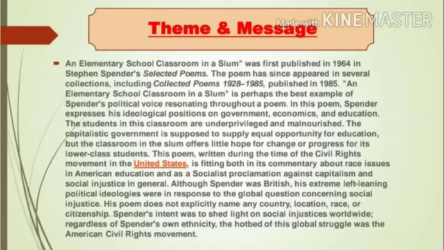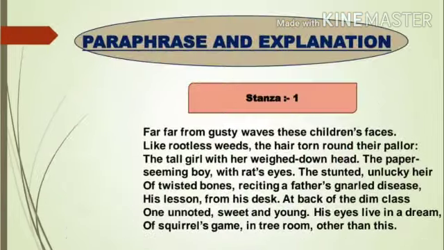So we can say that Spender's poem deals with the themes of social injustice and the class inequalities that prevail in our society. Let's see how the poet expresses his idea of social injustice and inequalities prevailing in this society. Here is the first stanza of this poem.